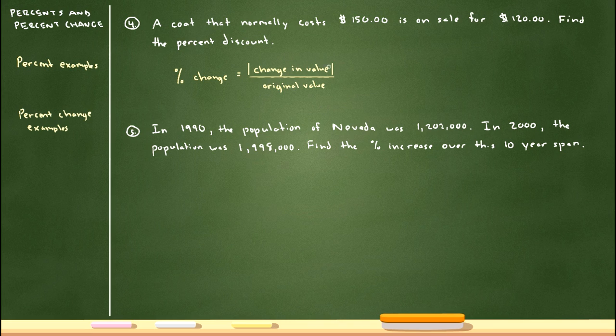And recall what the absolute value was. If this change in value is negative, we just take the positive version of that. All right, so you could use this as a rough formula for a percentage change.